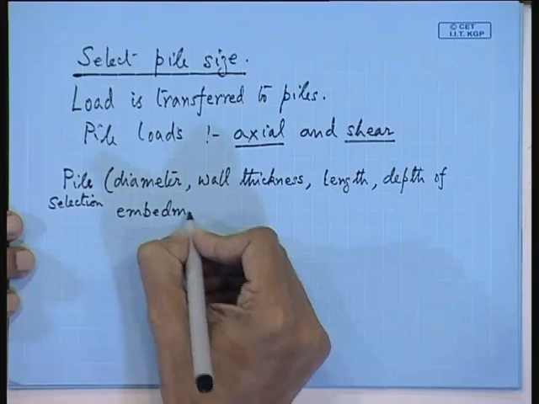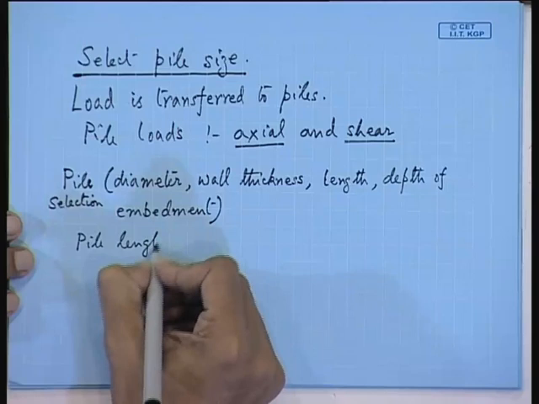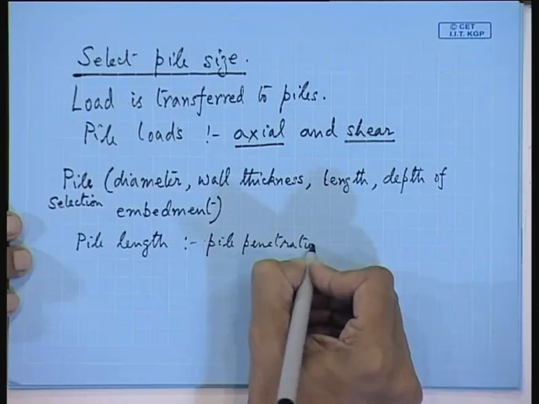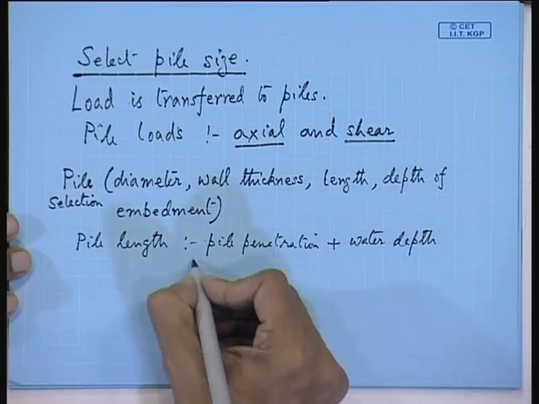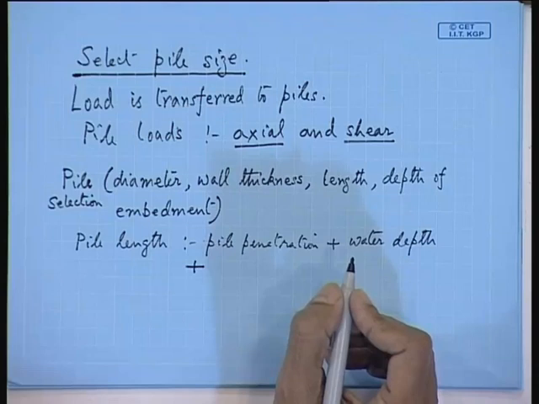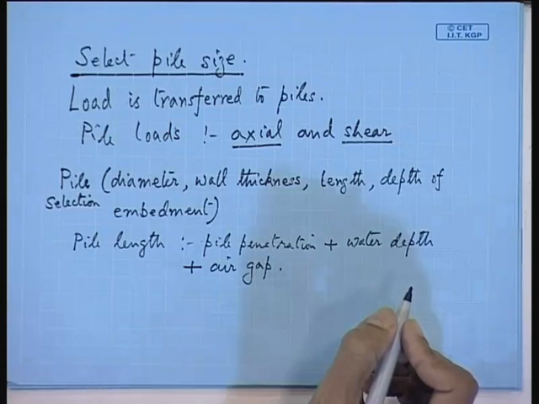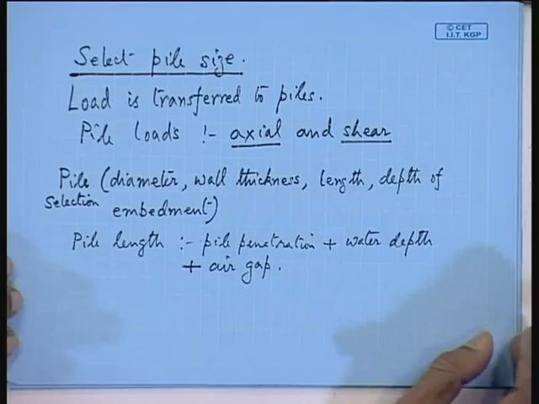Here the pile length will depend on the pile penetration plus water depth. That is why I told you water depth is a very important criterion in case of jacket platforms, plus there is another parameter, which is the air gap. So, these three things have to be taken care of. That is, the deck of the platform has to be raised above the maximum crest of the wave. All these things the engineer has to decide. This is the criteria for going about this. Once this is done, then the other things will fall into place.